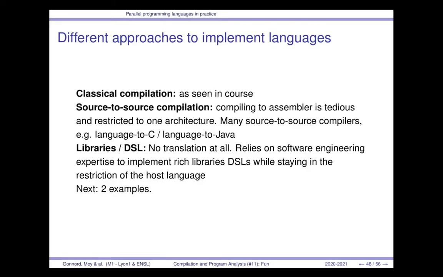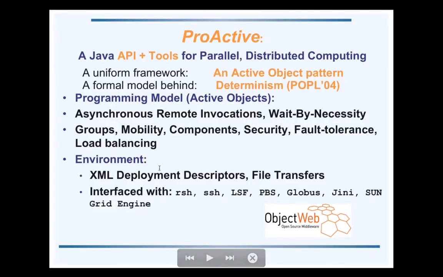approaches to implement languages. The first approach I want to present corresponds to the library approach, which is ProActive. The two approaches I've decided to show you are approaches where there are futures because it fits with what I've shown you in the course. And in fact, they are two approaches that have active objects, that is actors, and futures and objects at the same time. ProActive is a Java API with a set of tools to do parallel and distributed computing.